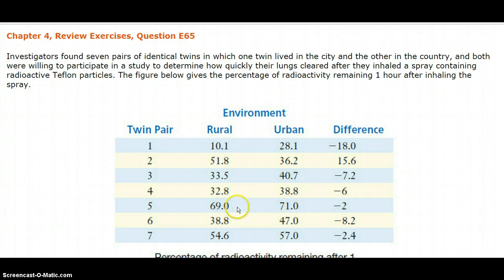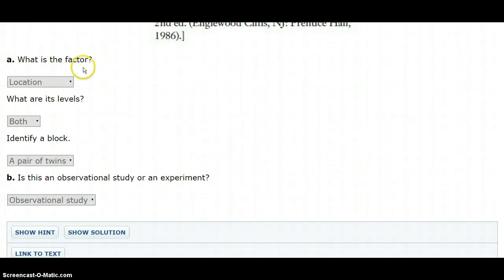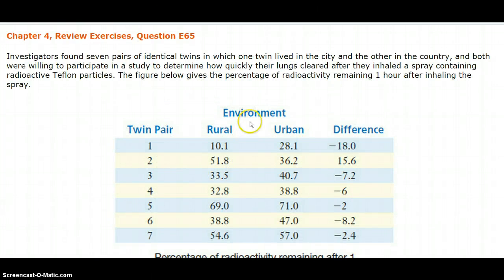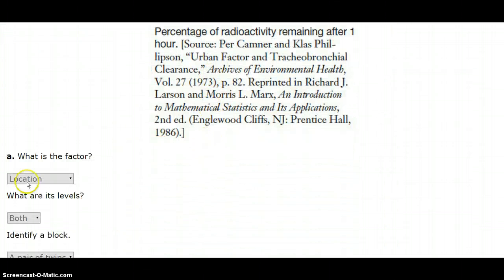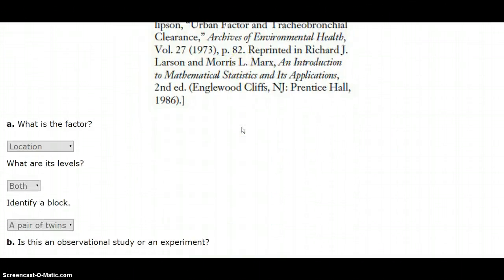Twin pair 5 was much closer. The rural was a little bit better. In fact, anytime we see a negative, we know that the rural number was lower, which means that the rural twin had less radioactiveness in the lungs after an hour. So the factor here is the location, or the environment, if you will. And the levels here are rural and urban. Those are the levels, the different subdivisions of the environment or of the location.